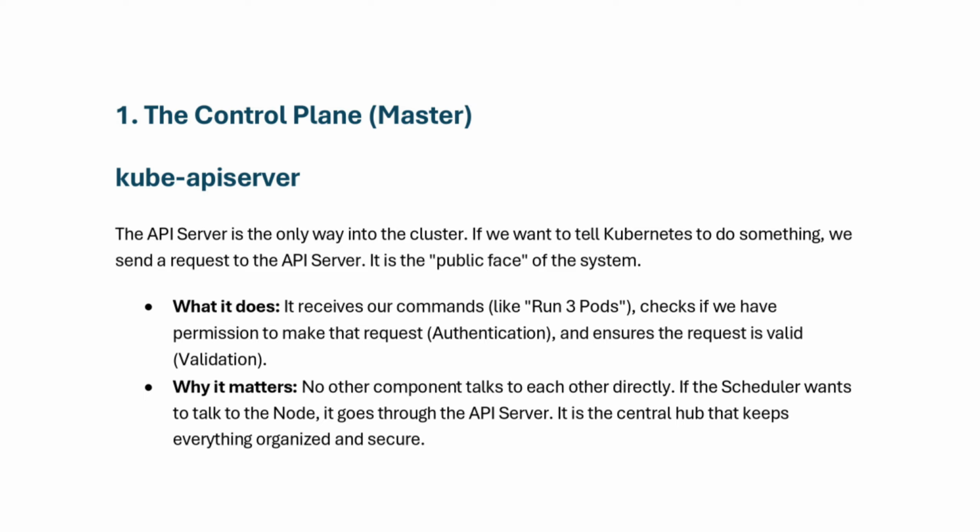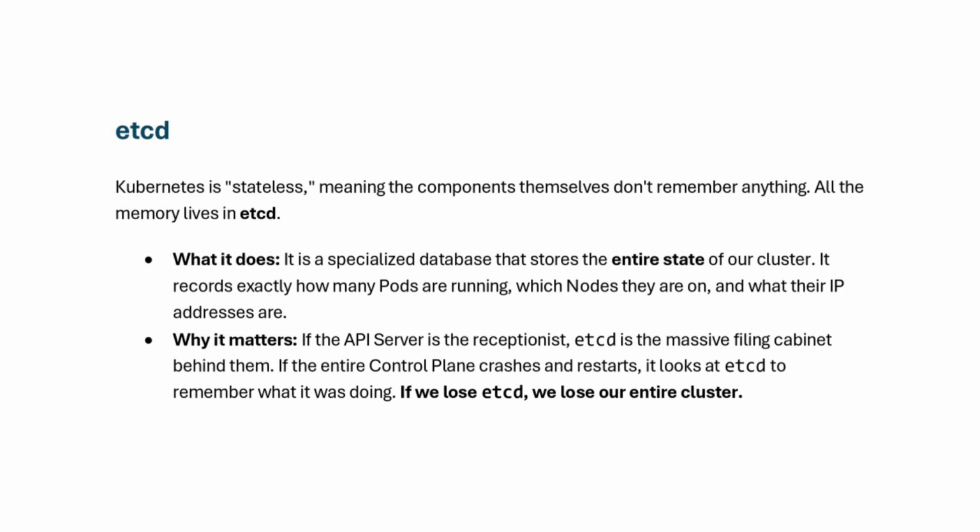As I mentioned, no other component talks to each other directly. They need the API server to communicate. If the scheduler wants to talk to the node, it goes to the API server. So the API server is the central hub that keeps everything organized and secure. Now etcd. Kubernetes is stateless, meaning the components themselves don't remember anything. All the memory lives in etcd. So it needs etcd, which is the memory.